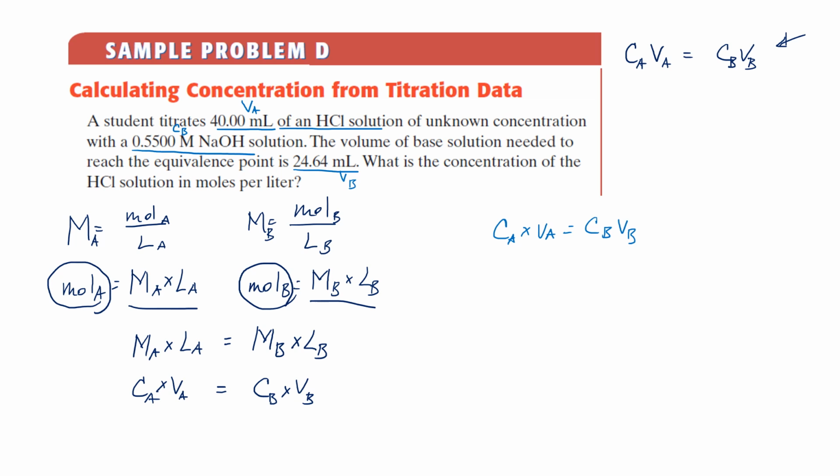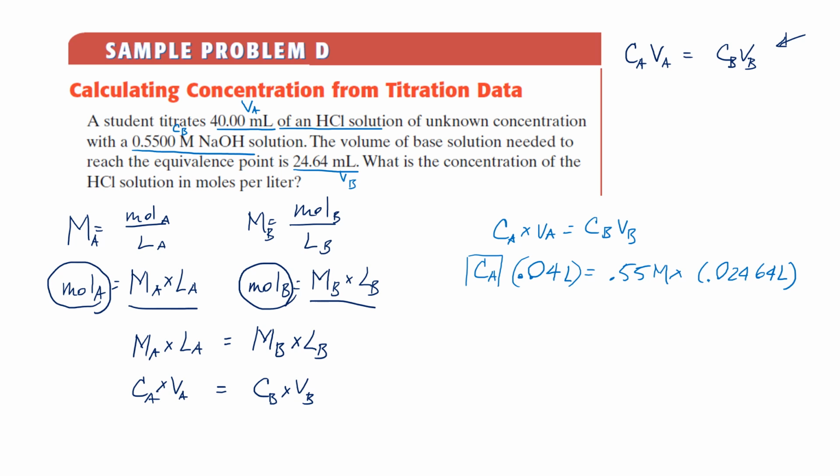And let's see, I got a Va. I'm still going to do that mental math, so I'm going to write this as 0.04 liters. Put little parentheses on it so it looks nice and clear. And then I got my base, which is 0.55 molar times 0.02464 liters. Good. And then here I just have my last variable, which is Ca.